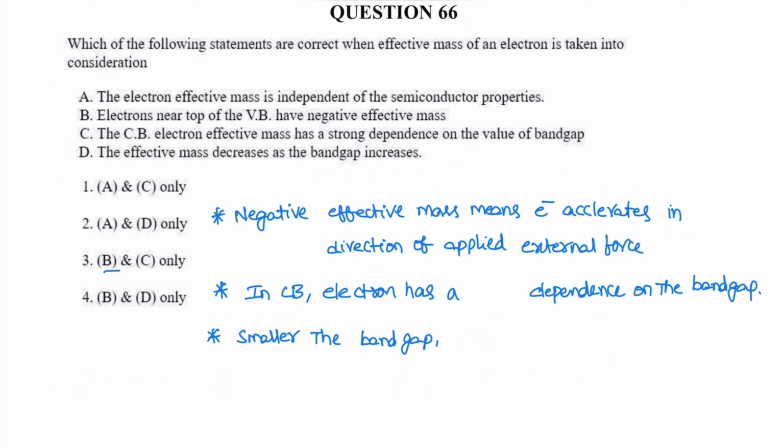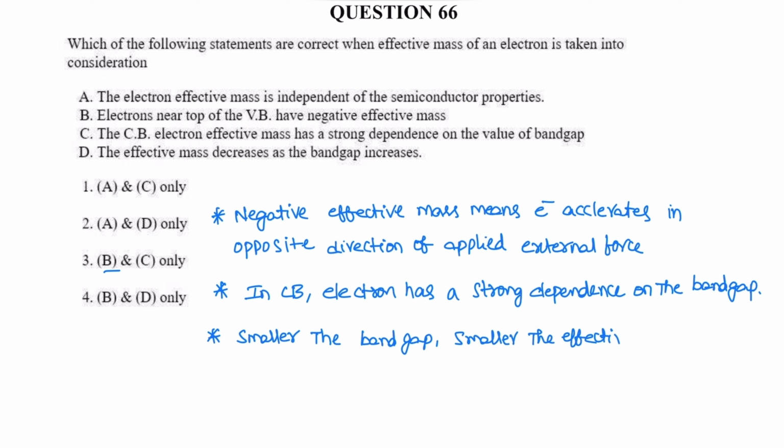Next question. Which of the following statements are correct when the effective mass of electron is taken into consideration? Let us see some points. The negative effective mass of electron accelerates in the opposite direction of the applied electric force. In the conduction band, the electron has strong dependence on the band gap. Smaller the band gap, smaller the effective mass.